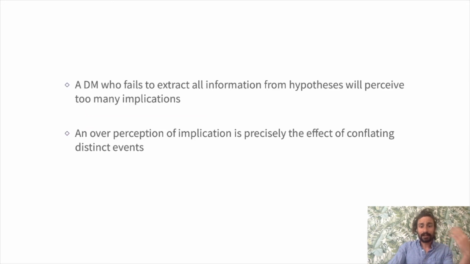So a decision maker who fails to extract all the information from the hypothesis at hand will in general perceive too many implications. And the reason that they perceive too many is exactly like in the example: they are conflating distinct events. So you're taking two events which are actually in reality different, and you're treating them as though they're the same because you're not extracting the information to be able to distinguish between them. And by treating two events the same, you're creating an implication where there isn't one, right? Because one is not a subset of the other, and yet you're acting as if they're the same set.